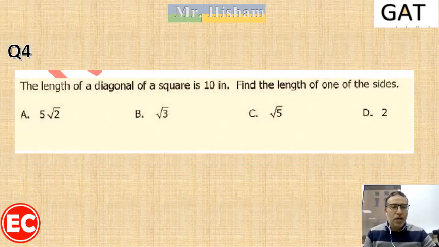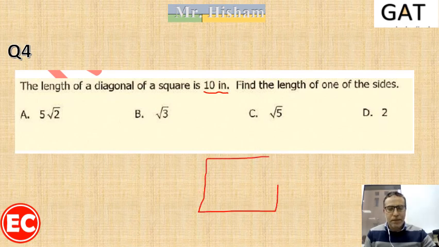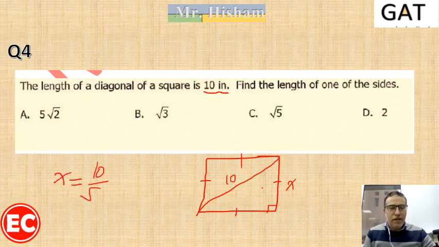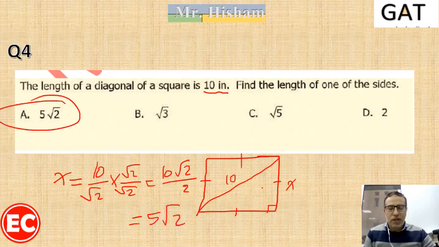Regarding question number 4, the length of a diagonal of a square is 10. So let's draw a square. We know that in a square all sides are equal and each angle is equal to 90. The diagonal is equal to 10. And I'm looking for the length of the side. So I'm looking for the leg. So I'm going to divide 10 by root 2. To simplify it, I'm going to multiply up and down by root 2. So it's 10 root 2 divided by 2, which is equal to 5 root 2. So the right answer is A.